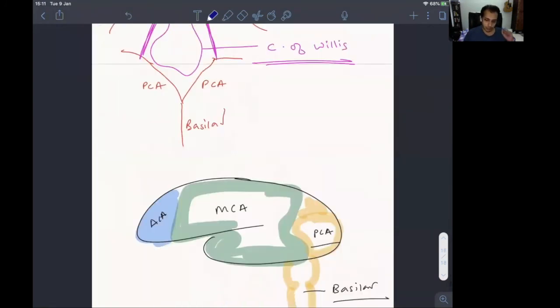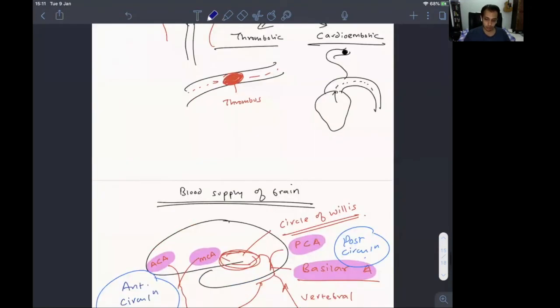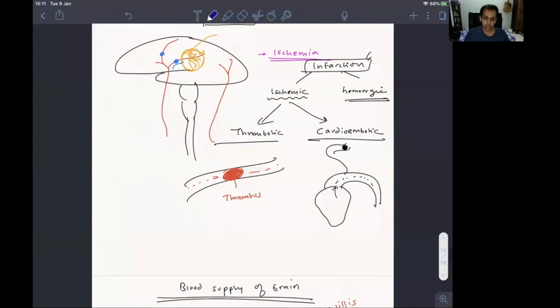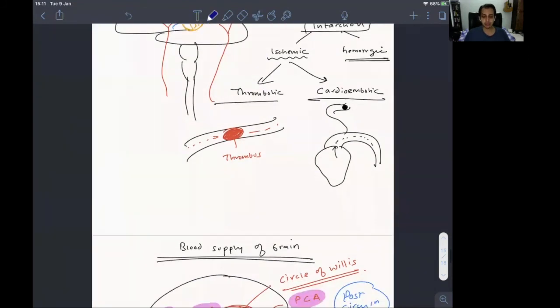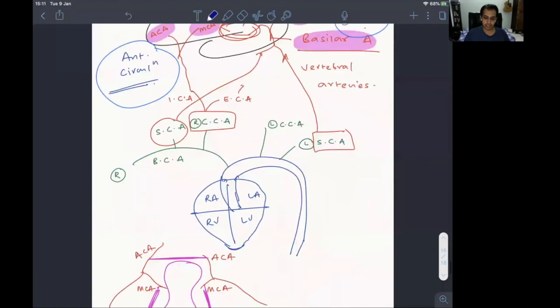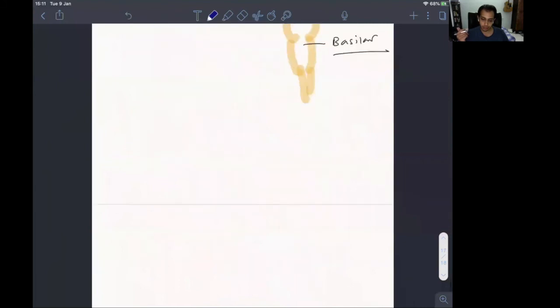All right, so now we have covered where is the lesion, and we have covered what is the lesion. It is an infarction, and that infarction can be because of either ischemia or hemorrhage. Ischemia can be due to thrombosis or a cardioembolism. And this is the blood supply of the brain. So these are all the areas that can get either a clot formation or bleeding, so hemorrhage. Okay.